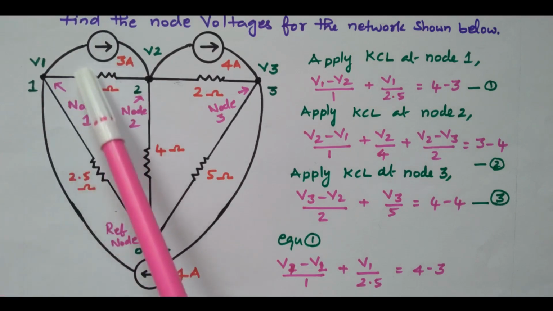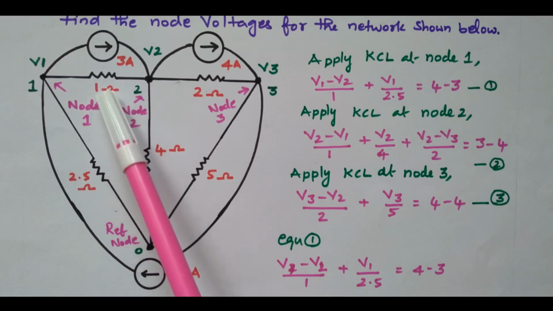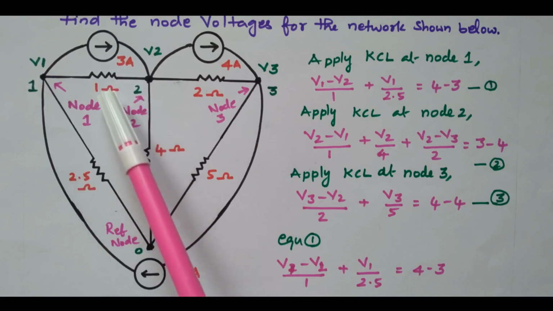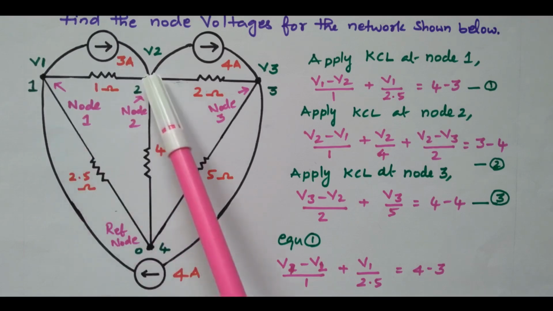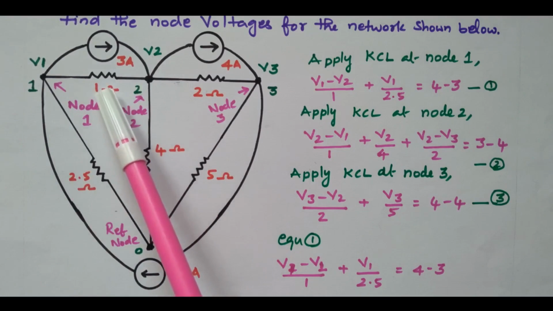Then how will you find the current flowing through this 1 ohm resistor? I equal to V by R. What is the voltage across this 1 ohm resistor? This 1 ohm resistor is connected between node 1 and node 2. So the difference between these two voltages will appear across the 1 ohm resistor.